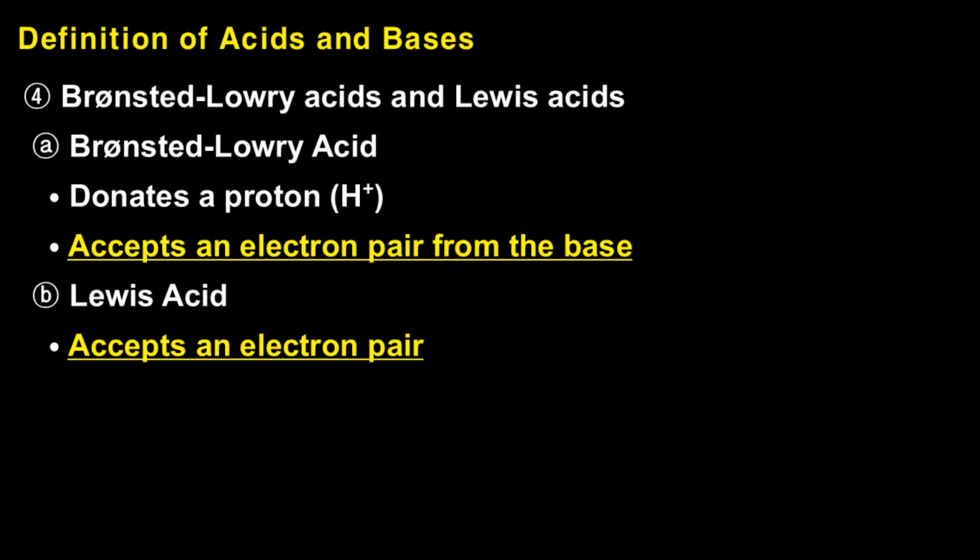Now, let's make a connection between Brønsted-Lowry acids and Lewis acids. When a Brønsted-Lowry acid donates a proton, or H+, it also accepts an electron pair from the base. And if you think about it, that fits perfectly with the Lewis definition, because a Lewis acid is anything that accepts an electron pair. So here's something interesting. Every Brønsted-Lowry acid is also a Lewis acid. Why is that? Because when an acid donates a proton, it's actually accepting an electron pair at the same time. In other words, proton donation and electron pair acceptance go hand in hand.